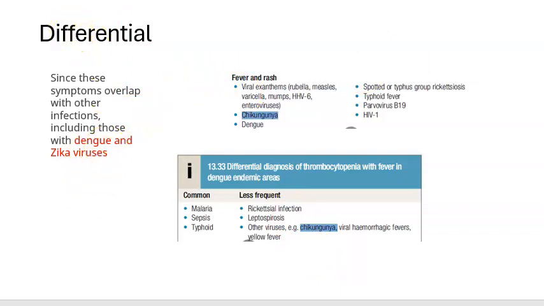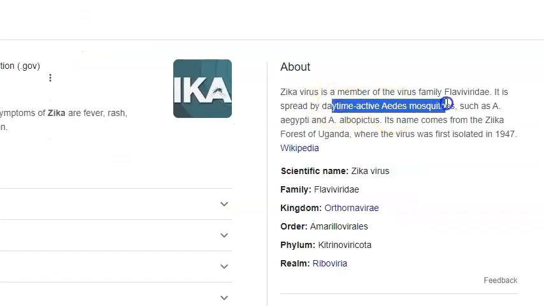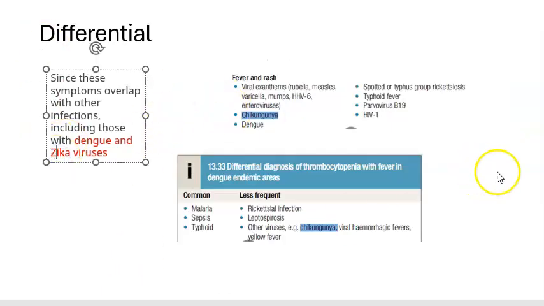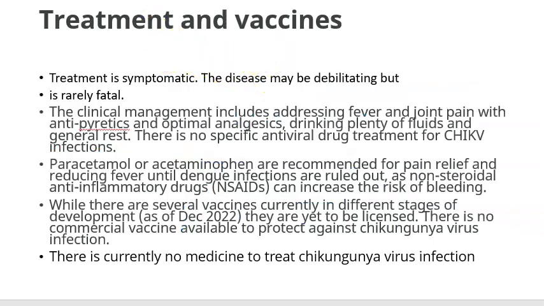Zika is caused by what? Again, it is spread by the same Aedes mosquito and it is a member of Flaviviridae, RNA virus only it is again. Okay, but just remember mosquito-borne disease only, Zika. Okay, next. Treatment and vaccines for what? Chikungunya. Let's start with treatment now.